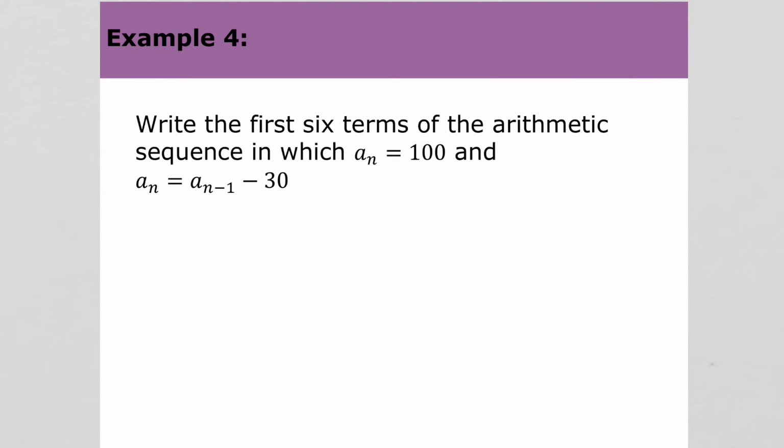Find the first 6 terms in this arithmetic sequence, in which a sub 1 is 100, and a sub n equals a sub n minus 1 minus 30. So what this is doing is telling us each of the next terms. For example, a sub 1, and that should be a 1 right there, is 100. I'll change that on my paper too.